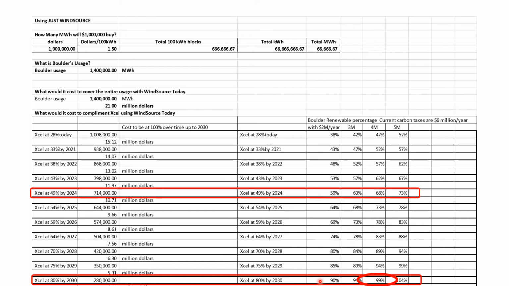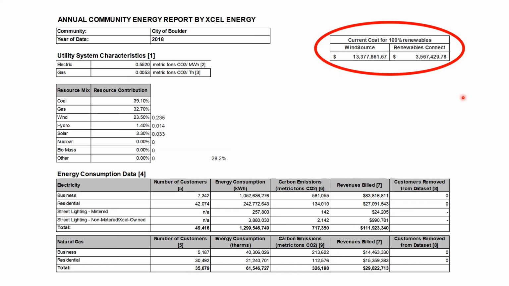And if we spent $2 million, we'd be at 90% renewables. If we spent $4 million, we'd be right on 100%. So these are some options that Boulder has not been considering, and it's shameful, and it needs to change. So here's more information in general, and another interesting alternative.